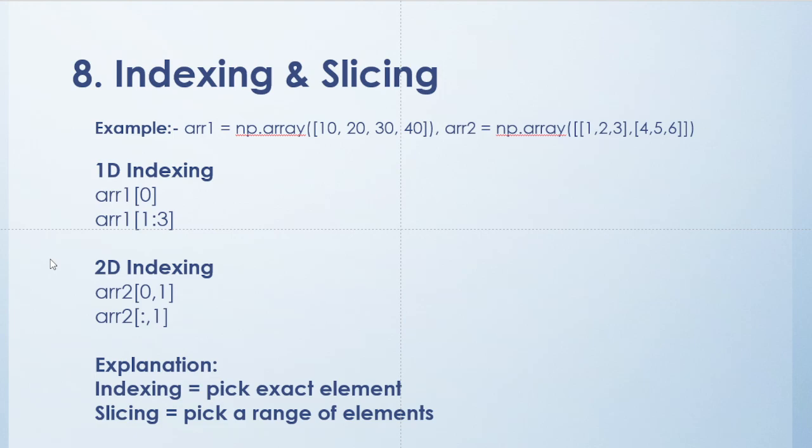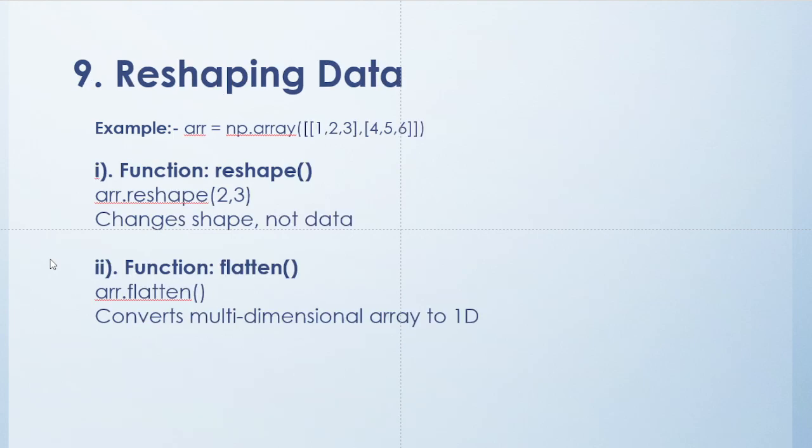Indexing means accessing a specific element. Slicing means accessing a range of elements. That's basically the explanation of indexing and slicing. This is extremely useful when filtering the data or selecting specific columns. In two-dimensional data, indexing helps us access rows and columns very easily. In the next slide, we'll see reshaping, how we will do the reshaping of the data.